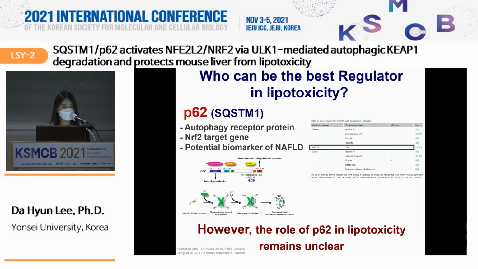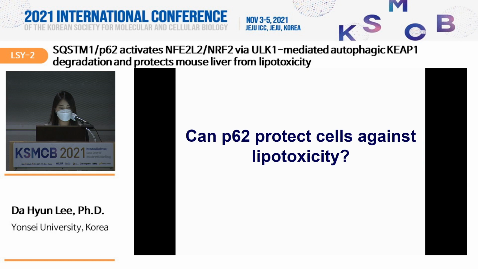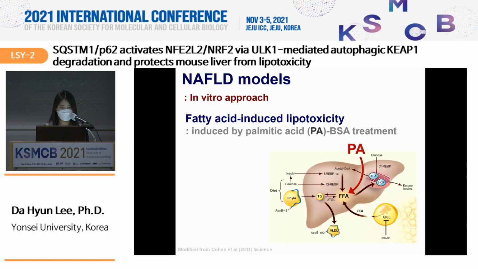So who can be the best regulator in lipotoxicity? P62 is one of the answers. P62 is an autophagy receptor protein and also known as an NRF2 target gene and potential biomarker of NAFLD. However, the role of P62 in lipotoxicity remains unclear. So it makes me wonder, can P62 protect cells against lipotoxicity?